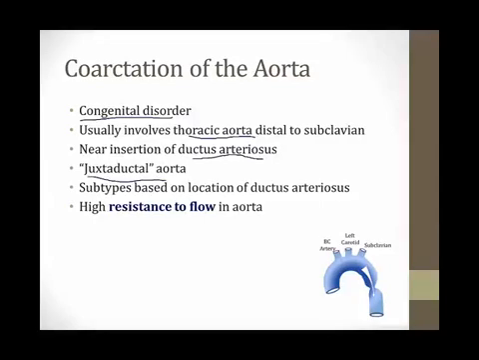And there are subtypes of coarctation that we'll talk about in a minute based on the relative location of the coarctation to the ductus. In other words, whether the coarctation comes before or after the ductus arteriosus. And the primary physiologic disturbance caused by coarctation is high resistance to flow. We'll talk in a few slides about all the problems this creates in terms of hemodynamics.